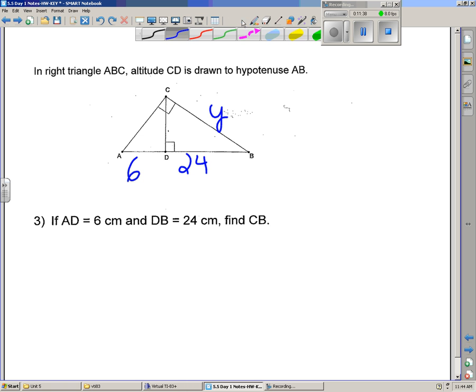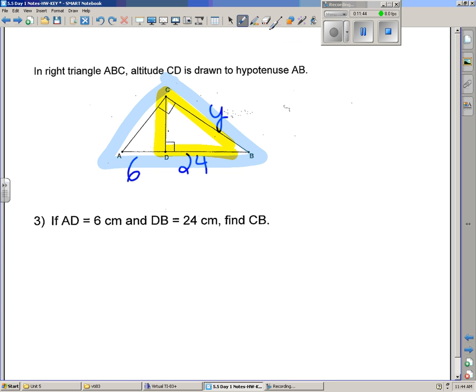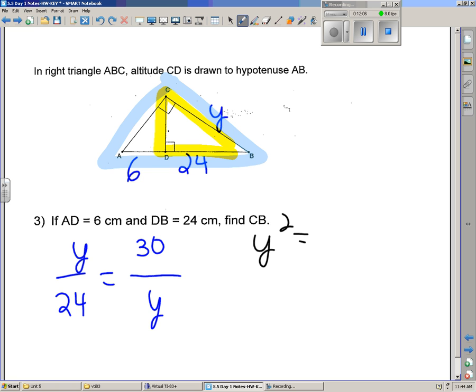And again, if you think about the triangles that you're dealing with, this little triangle here, and then the whole big triangle. So what's going to happen for your proportion is you could say, yellow triangle, Y is to 24. Okay, it's going to be hypotenuse is to long leg, as hypotenuse, big triangle in blue, is to long leg. And then when you cross multiply, excuse me, you get y squared equals 720.